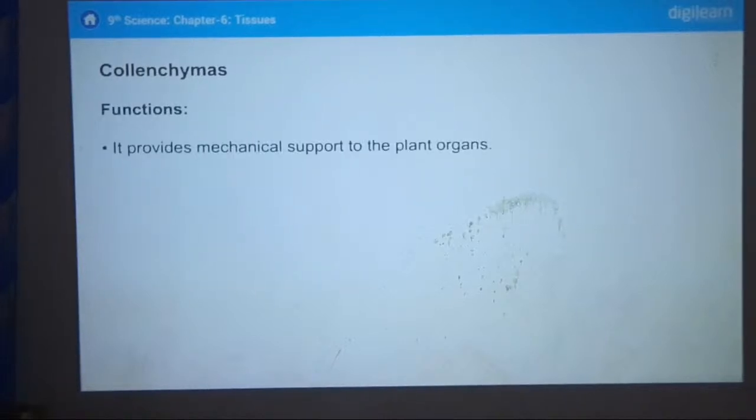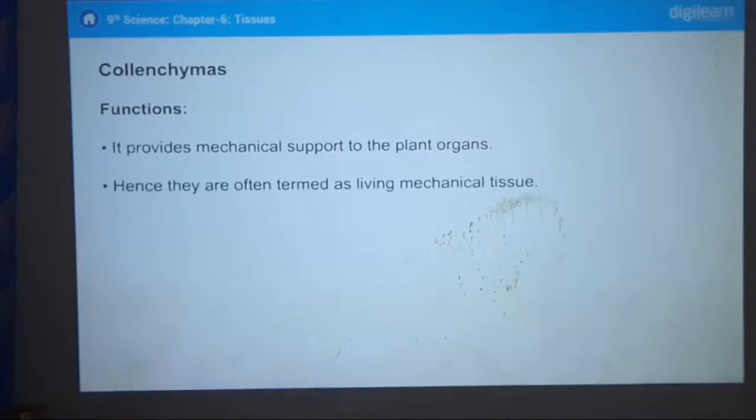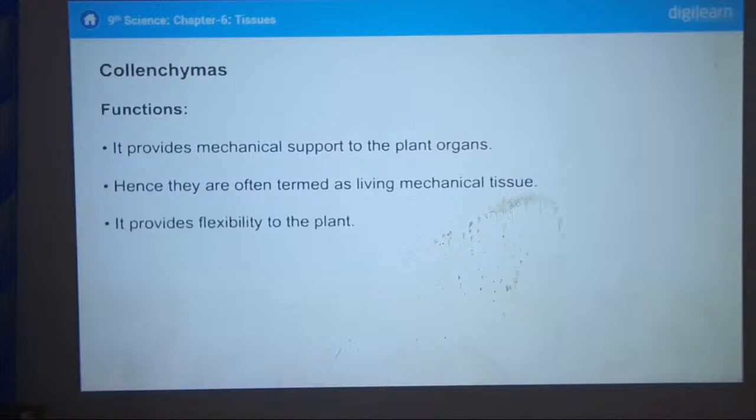Functions. It provides mechanical support to the plant organs. Hence, they are often termed as living mechanical tissue. It provides flexibility to the plant. It is generally absent in roots.